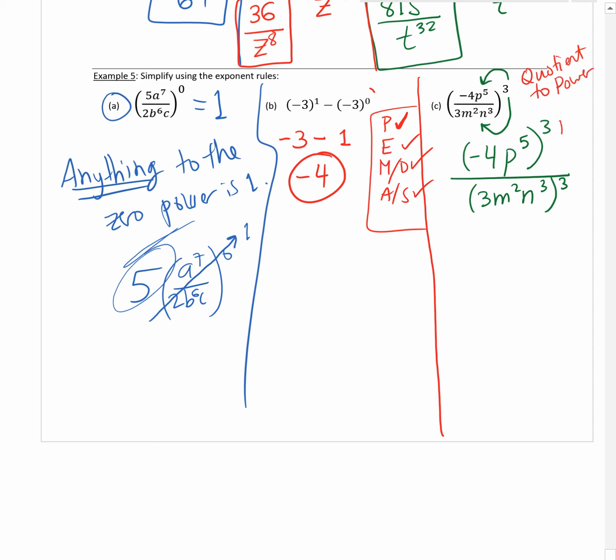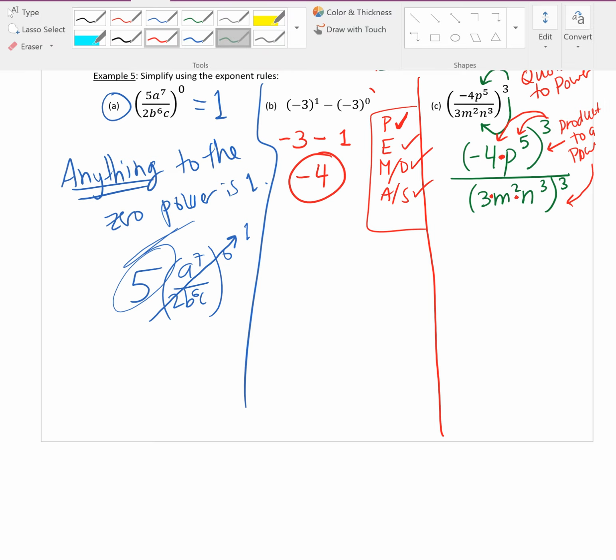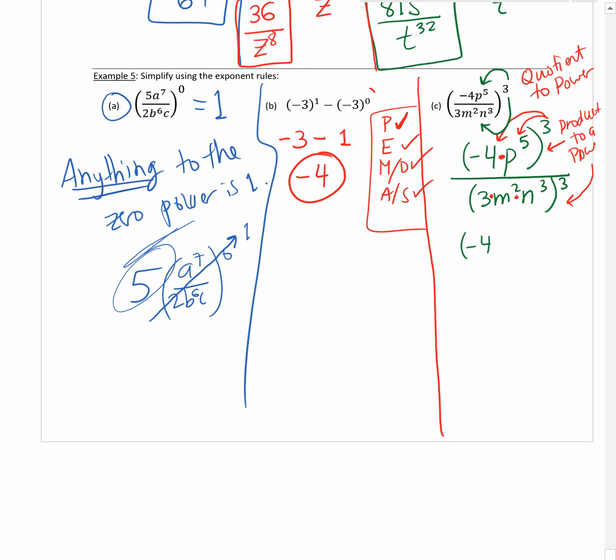This one's more like, now you have a product to a power in the numerator and the denominator. So here it's two things being multiplied, 4 times p, that's being raised to a power. Down here you have 3 things being multiplied, 3 times m times n, that whole thing to the 3rd power. But the product to a power, that rule said you're able to distribute the 3rd power onto either of the things in the product. So the numerator will become the -4, the first guy will have his own 3rd power, and the p to the 5th has his own 3rd power.